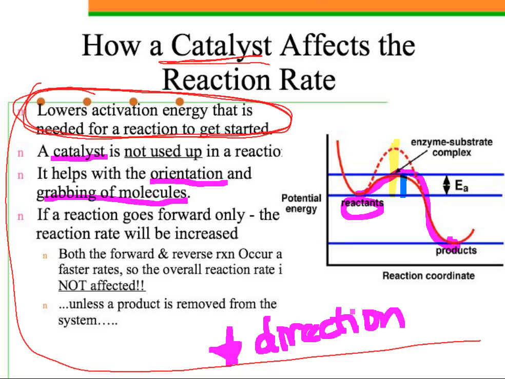So, if a reaction only goes forward, then the reaction rate will be increased when a catalyst is present. However, some reactions are reversible. And that's what we're getting to in this unit, is reactions that go backwards, and what happens in that instance when the reaction does go backwards.